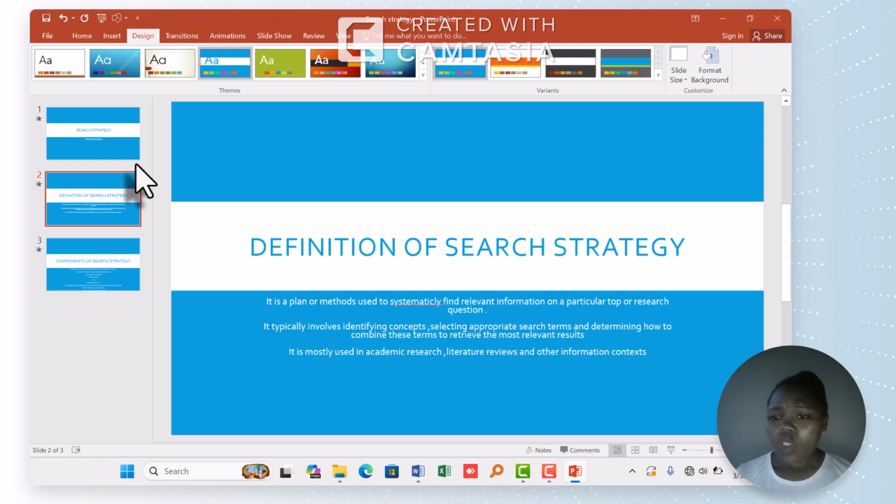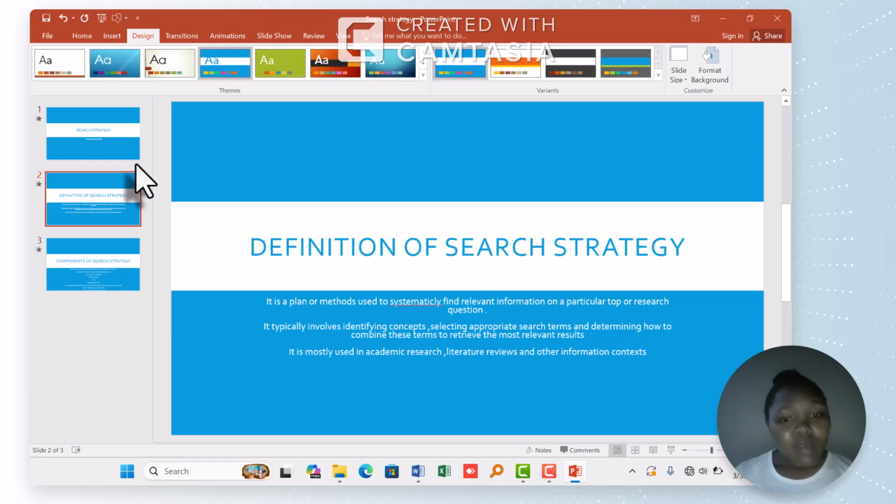And we also determine how to combine these terms to retrieve the most relevant information. If I say that after you understand or break this research question into small understandable terms, you can now connect them to make relevant results. After that, you can enter that and research it.